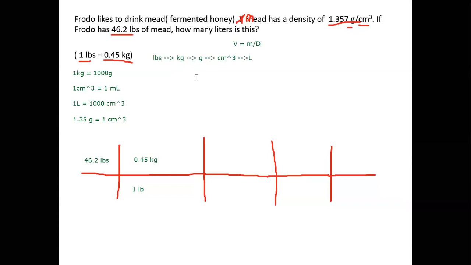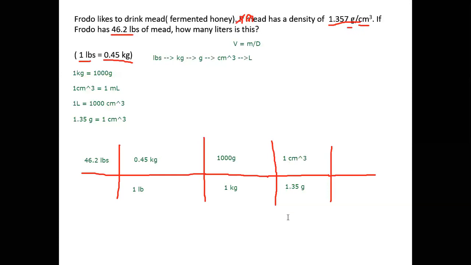Then we want to convert to grams, so since kilogram is on the top, in our next empty train track, kilogram is going to go on the bottom, and grams will go on top. So we've done the second step. Next, we want to go from grams to centimeters cubed. Here we have to use that 1.35 grams equals 1 centimeter cubed. So since we're starting with grams, in our next empty train track, grams goes on the bottom, and centimeters cubed goes on top.